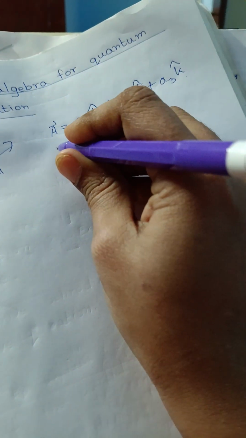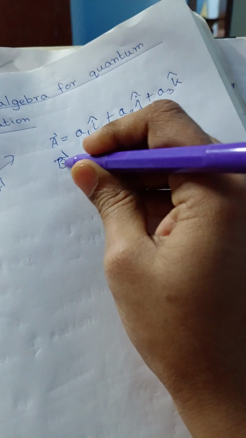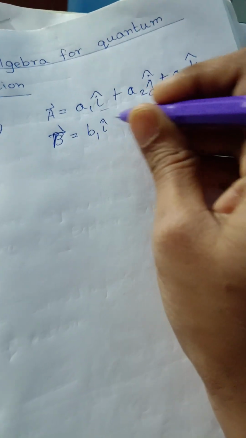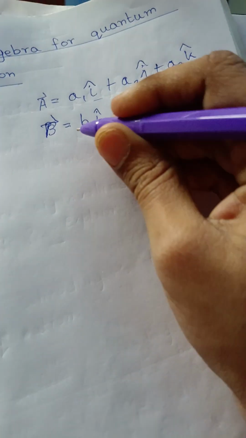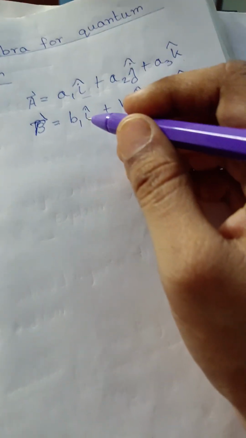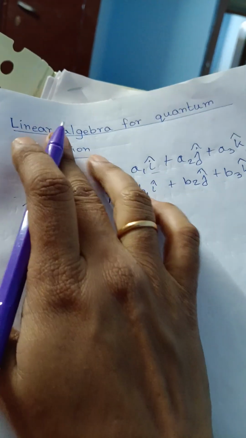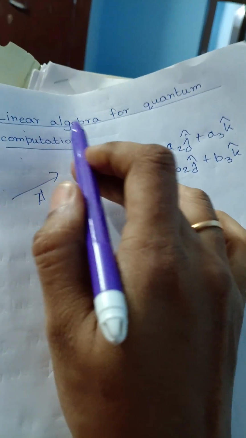And also consider another vector, say B vector, represented by B1 i cap plus B2 j cap plus B3 k cap. Here B1, B2 and B3 are the components along x direction, y direction and z direction respectively. Now linear algebra deals with the study of vectors and some linear operations done on vectors.